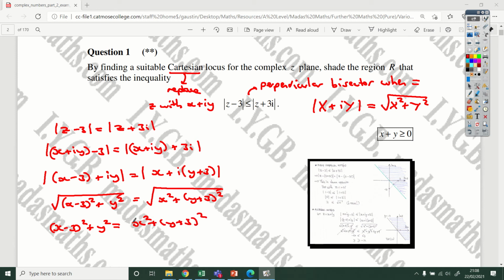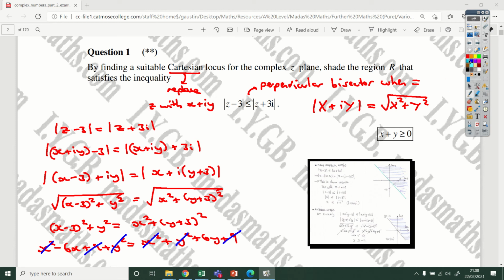And then expand out, and hopefully it's going to give me something simple that tells me what this locus will look like when they're equal. So x squared minus 6x plus 9 plus y squared equals x squared plus y squared plus 6y plus 9. And then lots of cancelling. The x squareds go, and then the y squareds go as well. And then also the 9s.